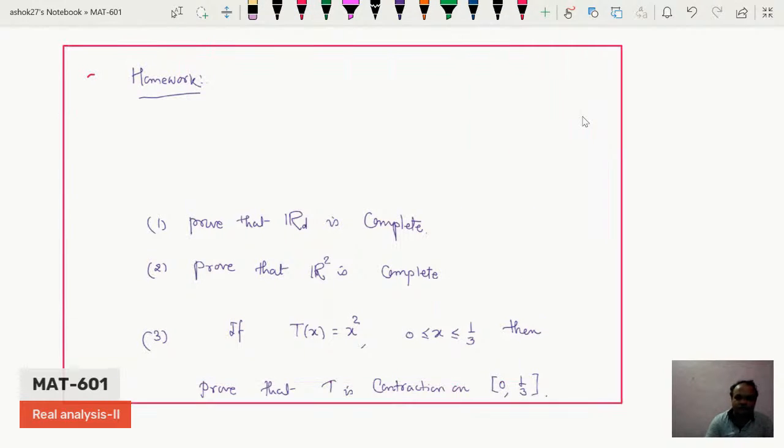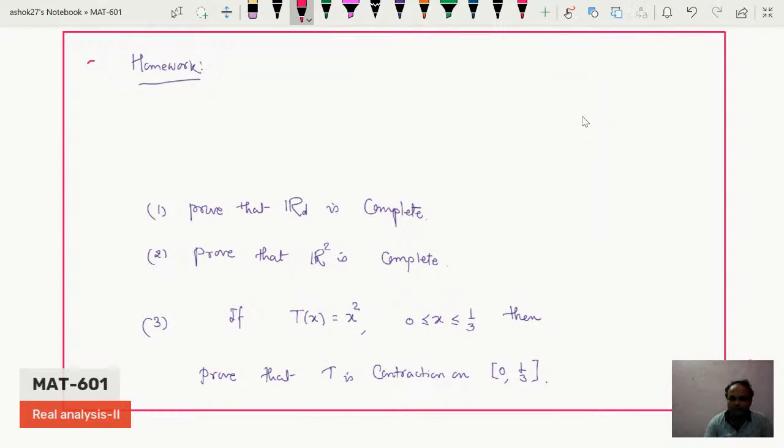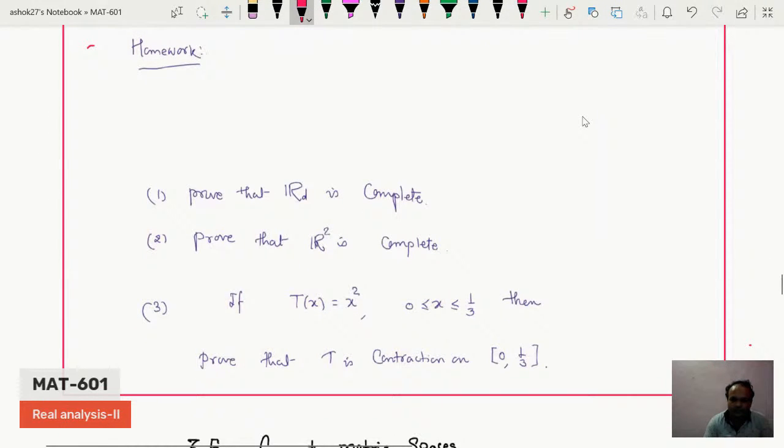So I will stop here. In the next lecture, I will continue with the next topic, that is compact metric space.